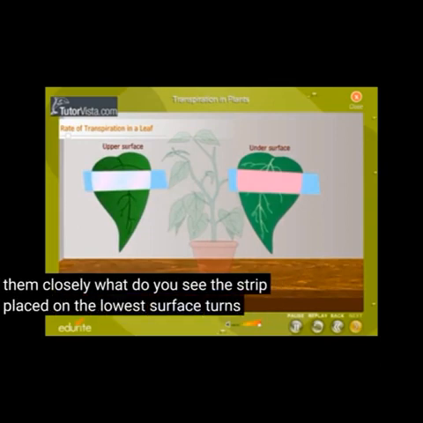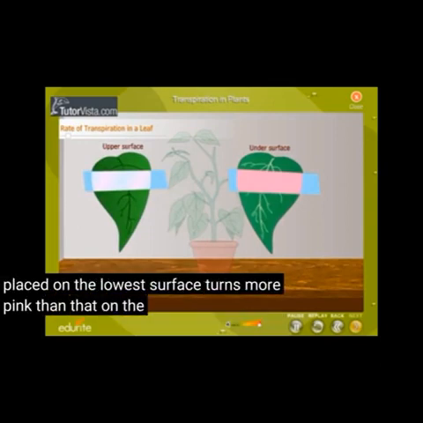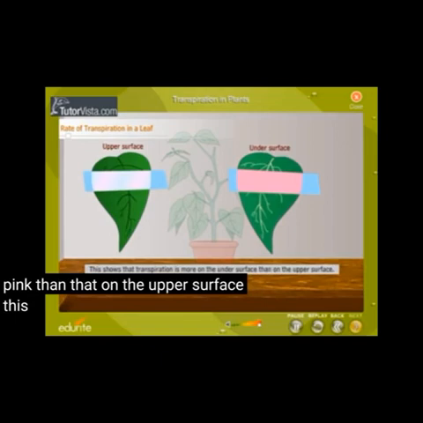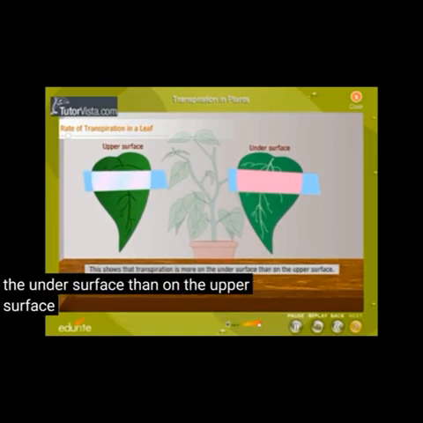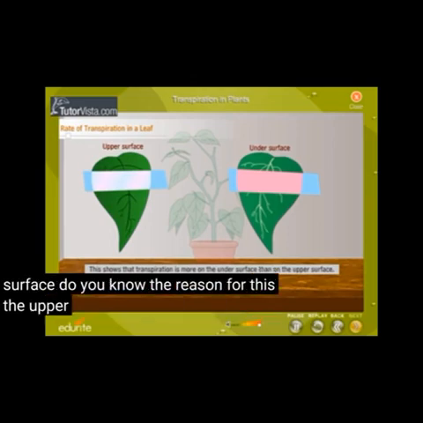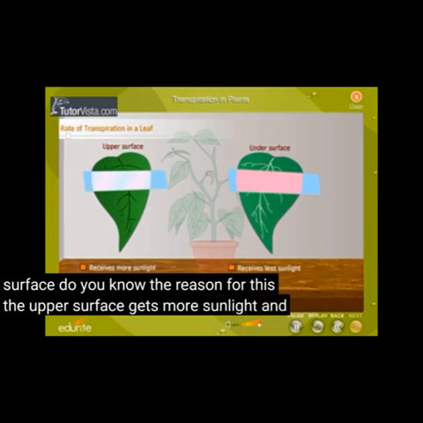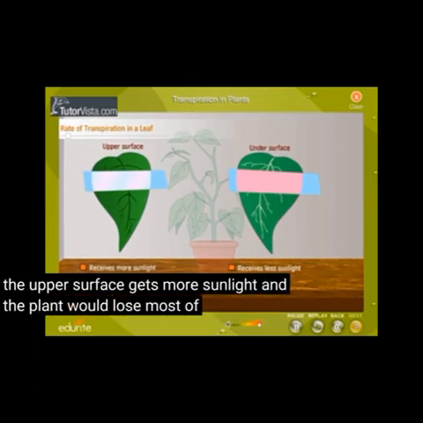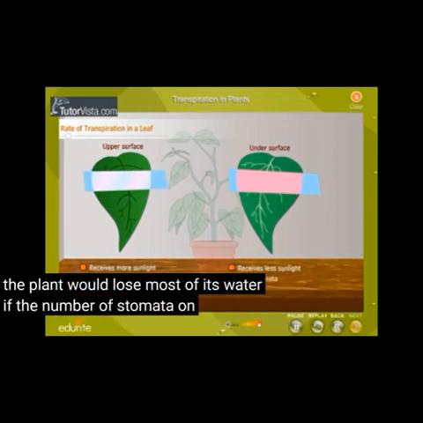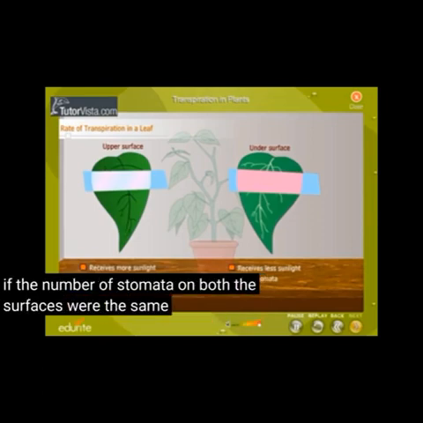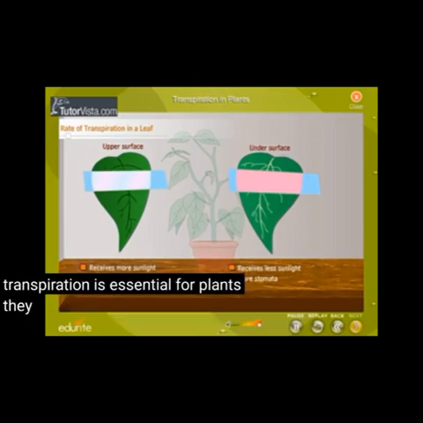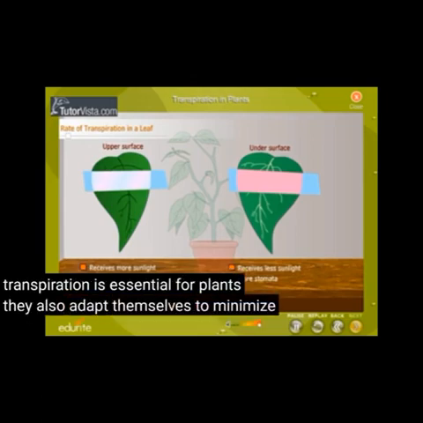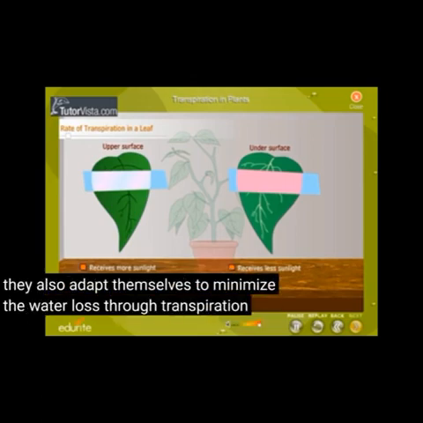The strip placed on the lower surface turns more pink than that on the upper surface. This shows that transpiration is more on the undersurface than on the upper surface. Do you know the reason for this? The upper surface gets more sunlight and the plant would lose most of its water if the number of stomata on both the surfaces were the same. Though transpiration is essential for plants, they also adapt themselves to minimize the water loss through transpiration.